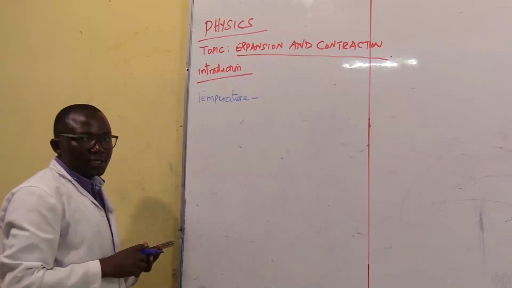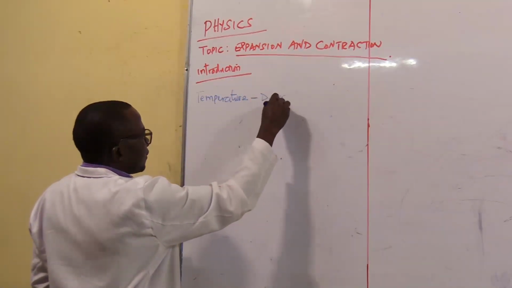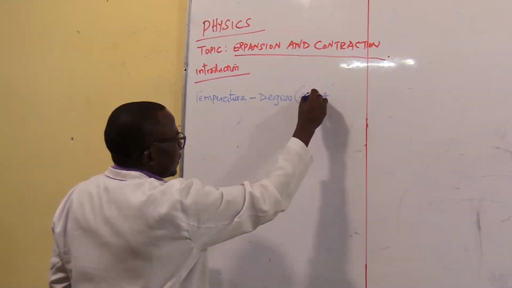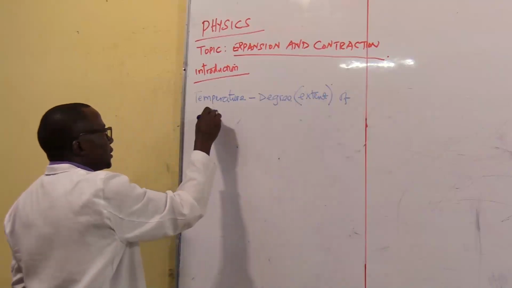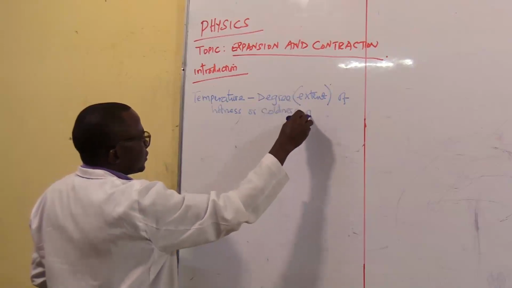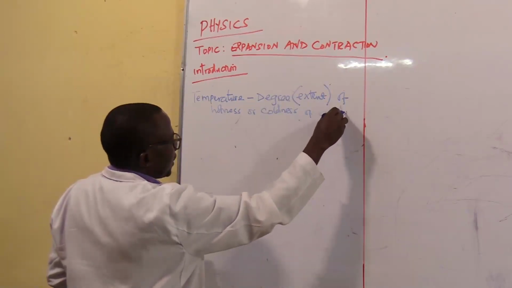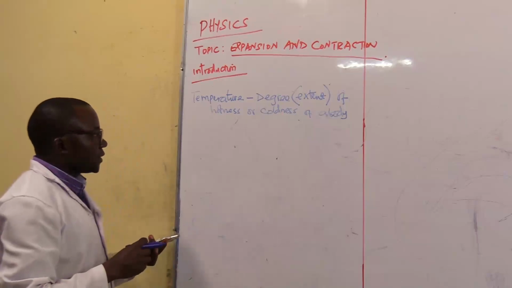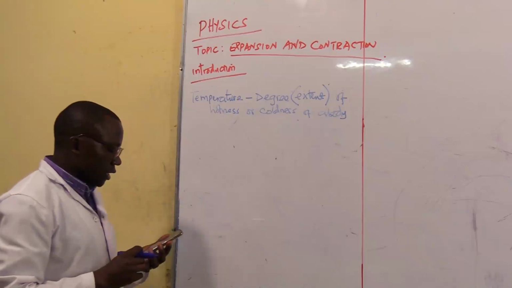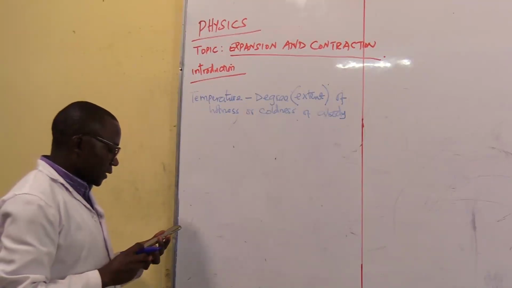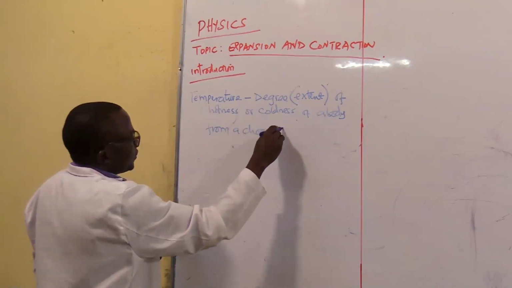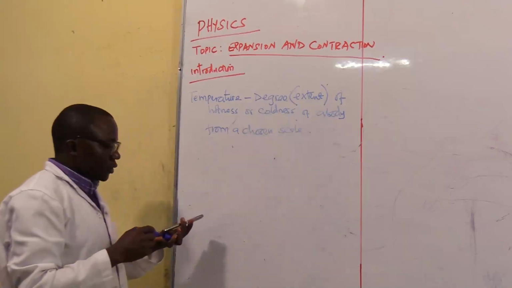temperature normally is the degree. When you talk of the degree, then essentially you're just talking of the extent of hotness or coldness of a body, and normally this temperature is obtained from a scale, that is, from a chosen scale. So that is what you call temperature.